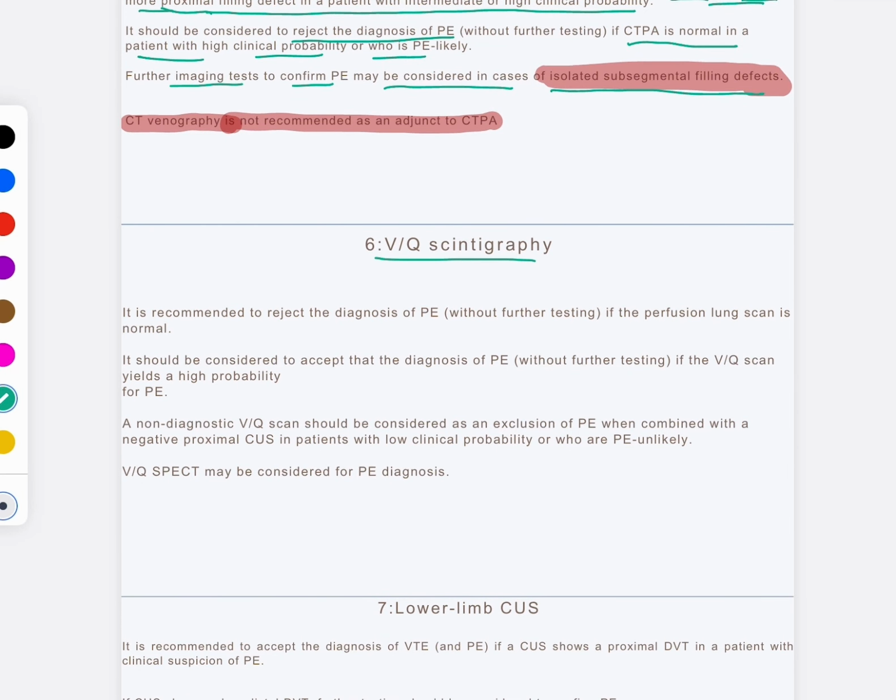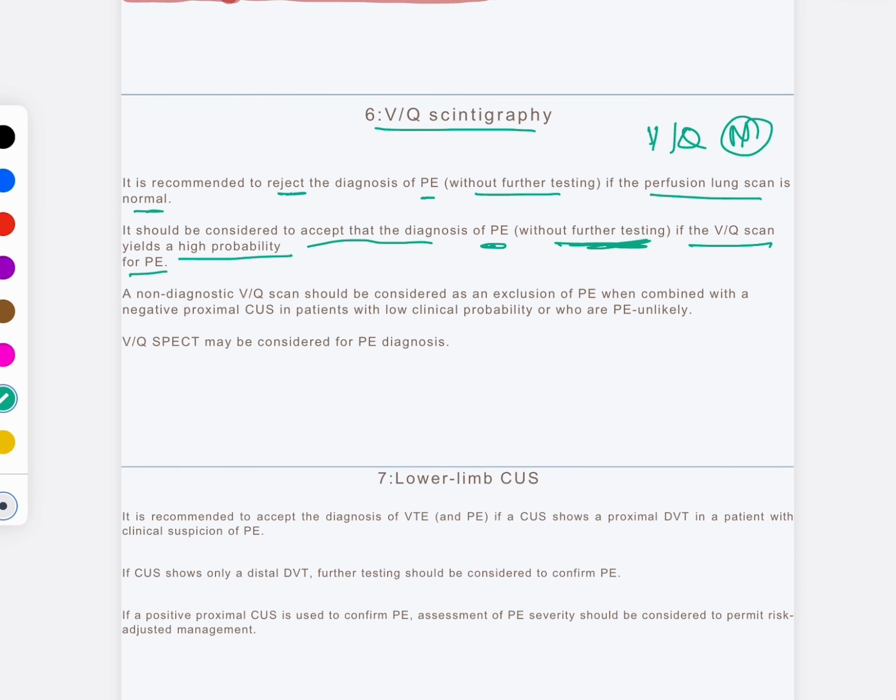VQ scintigraphy. It is recommended to reject the diagnosis of pulmonary embolism without further testing if the perfusion lung scan is normal. So if the perfusion VQ scan is normal, there is no PE. It should be considered to accept the diagnosis of pulmonary embolism without further testing if VQ yields a high probability for PE. If the perfusion scan shows pulmonary embolism, then you can accept the diagnosis.